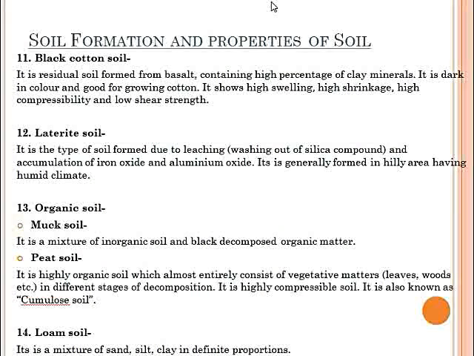The next soil is your laterite soil. This is a type of soil formed due to leaching. Leaching is nothing but the washing out of silica compounds, and accumulation of iron oxide and aluminum oxide. It is generally formed in hilly areas having a humid climate. Next soil is your organic soil, which contains two types of soil, that is muck soil and peat soil.